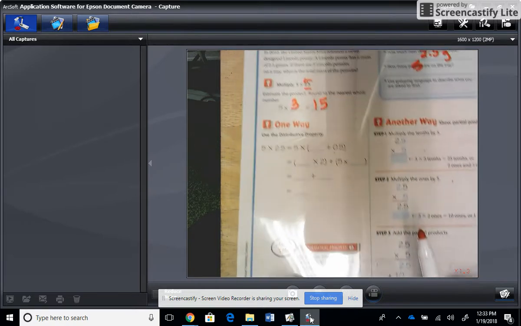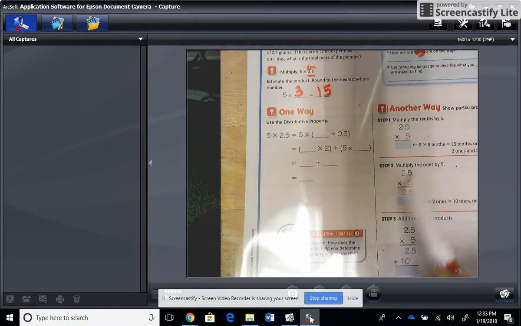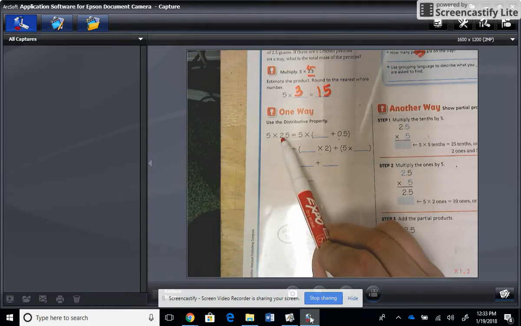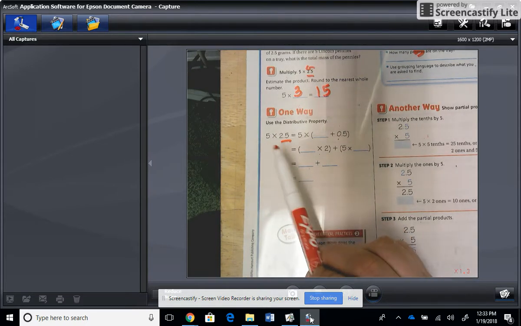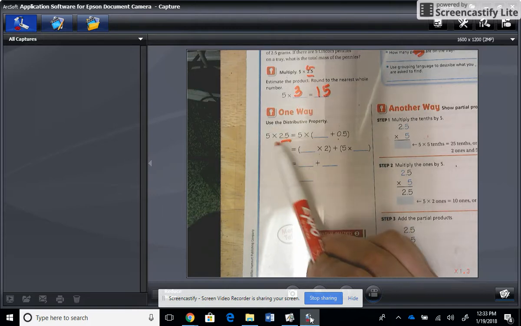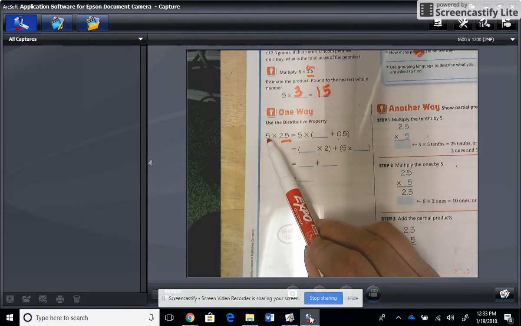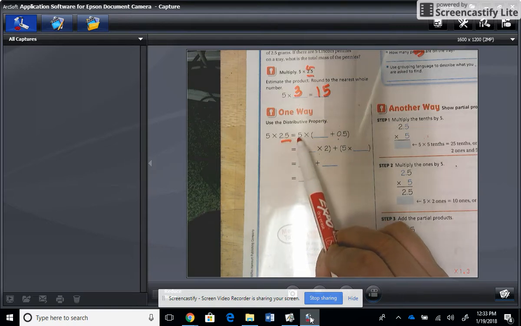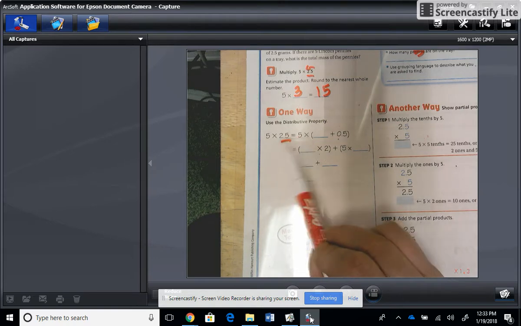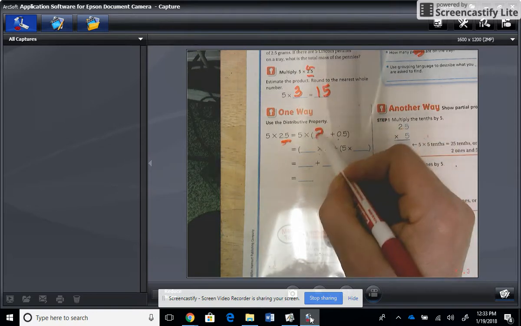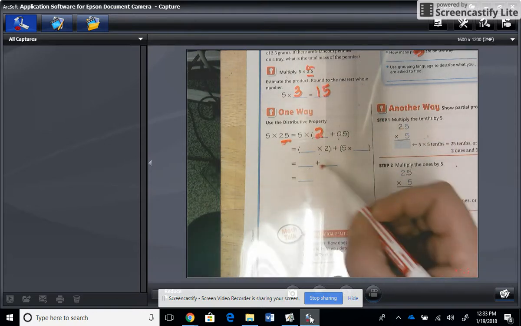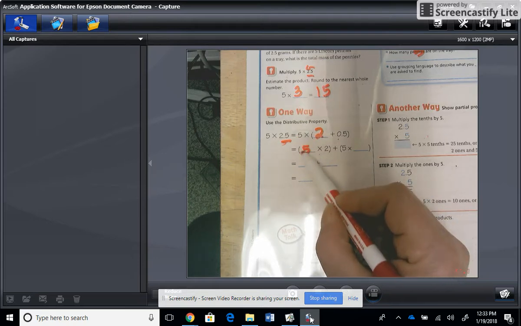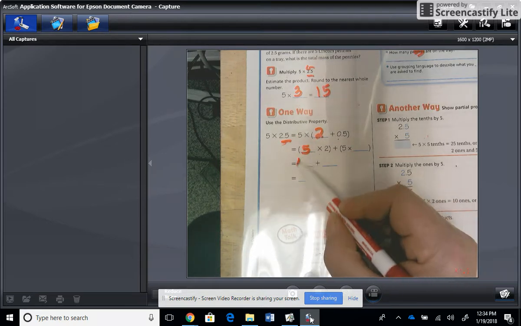So now we could use the distributive property, and we can talk about that. So distributing means we're going to break this apart, but we're going to distribute it out evenly, the 5 to both of them. So we have 5 times 2 5/10. So if I break this apart, it's 2 whole plus 5/10. So the first part I'm going to do is 5 times 2, and I'm going to get 10.